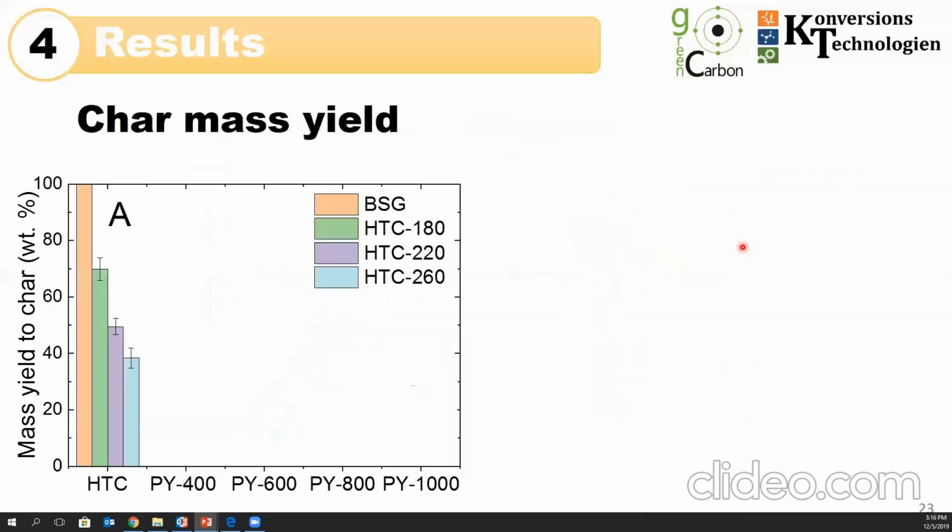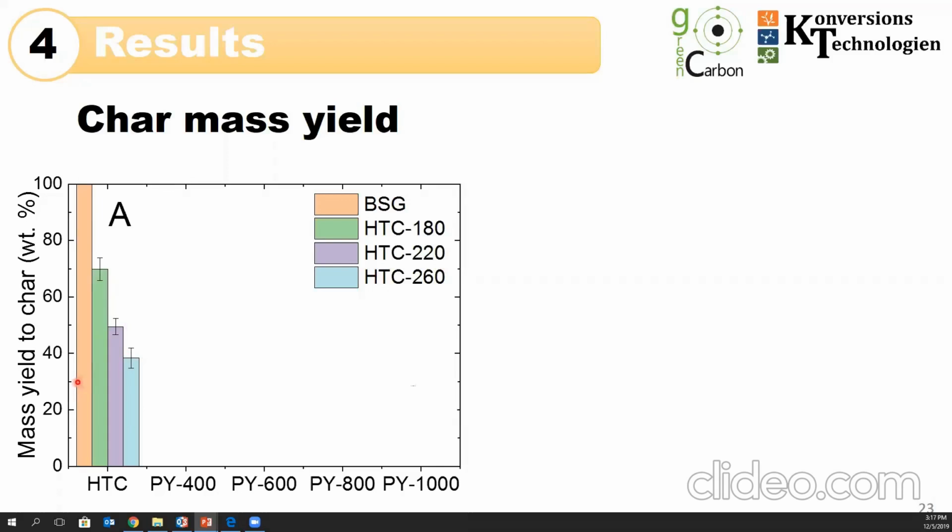Yeah. Then going to mass yields of char produced in each process. The orange bar corresponds to 100%, so no HTC. Then if we perform HTC at 180 degrees, our yield is decreased to around 70%. If we conduct the process at 220, the yield is around 50%, and the highest temperature leads to a yield of around 40%.